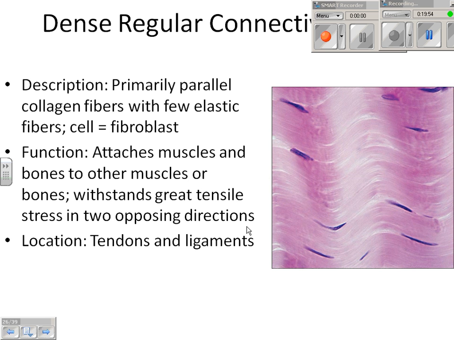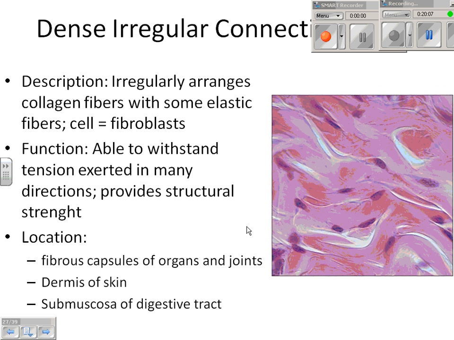It's high tensile strength. What is made of dense regular connective tissue? Your tendons and your ligaments. Tendons and ligaments connect muscles and bones. So that is your dense regular connective tissue. Now let's look at the irregular version.